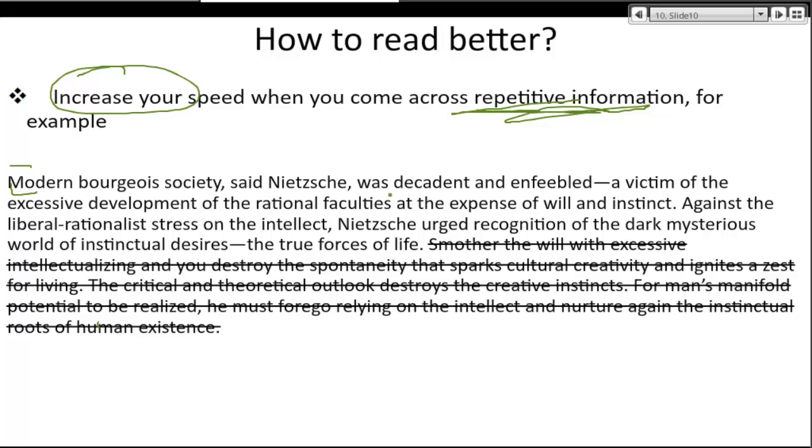Modern bourgeois society, said Nietzsche, was decadent and enfeebled, a victim of excessive development of the rational faculties. Against the liberal rationalist stress of the intellect, Nietzsche urged recognition of the dark, mysterious world of desires, the true forces of life. So what is happening here in the paragraph? Nietzsche says that modern society was decadent because of development of rational faculties at the expense of will. That means Nietzsche favors will and instinct and not rational faculty. And he's repeating the same thing again and again.